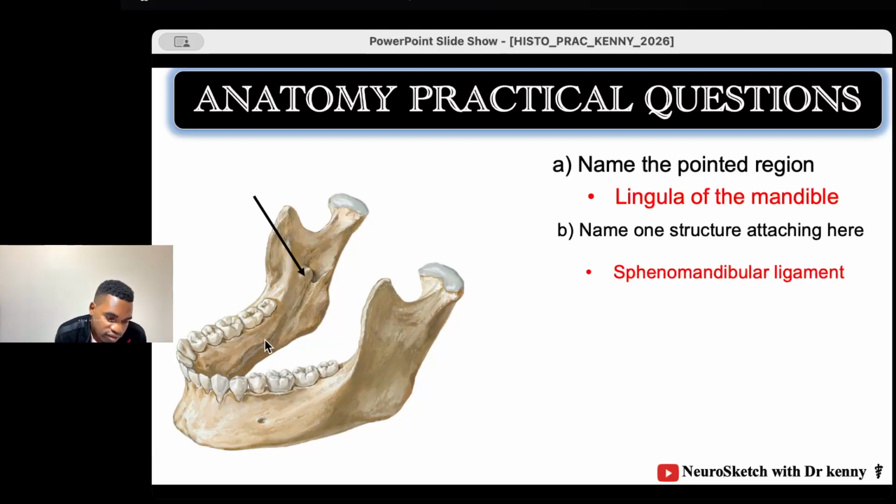And then we have this line here, which is called the mylohyoid line. It is where these muscles are attaching, the mylohyoid line. This can also be asked in your exam. But you might also be asked to name other relevant structures, for example, the coronoid process of the mandible and the condylar process of the mandible, the condyle, mandibular condyle.